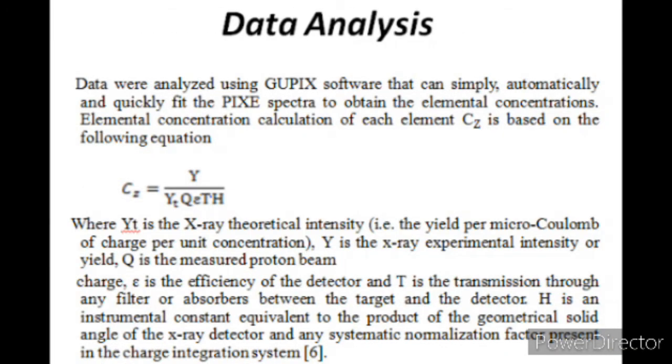Analysis. The data were analyzed using GoPIXE software in this research. The GoPIXE software simply, automatically and quickly fits the PIXE spectrum that was obtained for the elemental concentrations. The elemental concentration calculation of each element is based on the following equations.